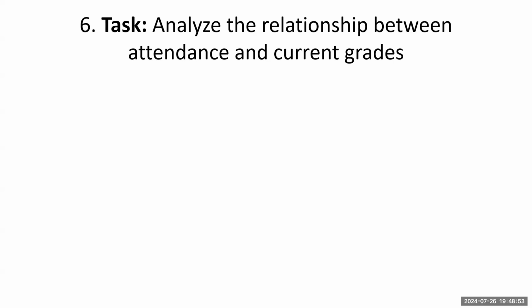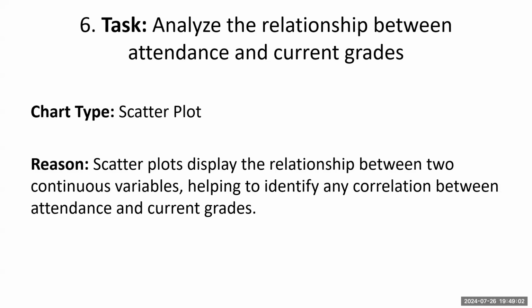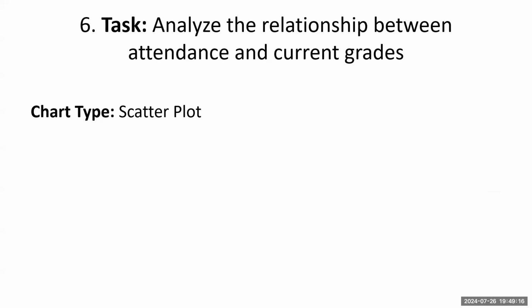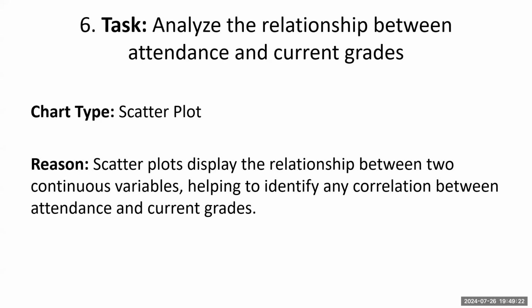Okay. So the right answer is scatter plot. A scatter plot is used to display the relationship between two continuous variables, helping to identify any correlation between attendance and current grade. An area chart is used when you are comparing trends. As I mentioned, an area chart always has a time factor, so whatever you are comparing is over time.